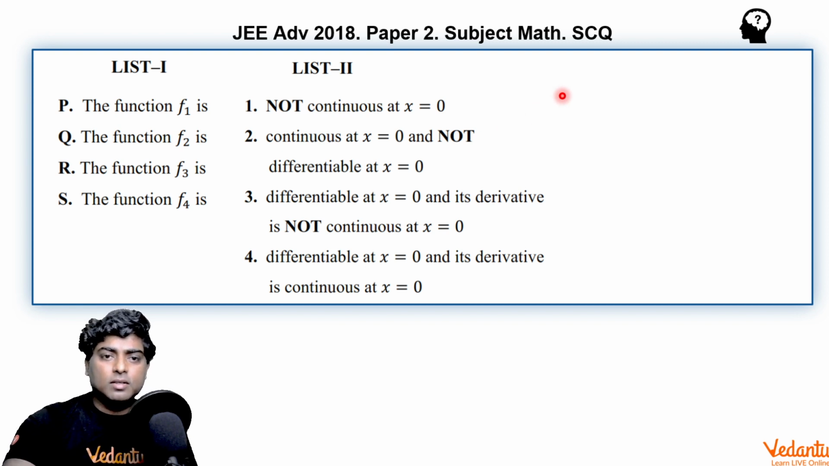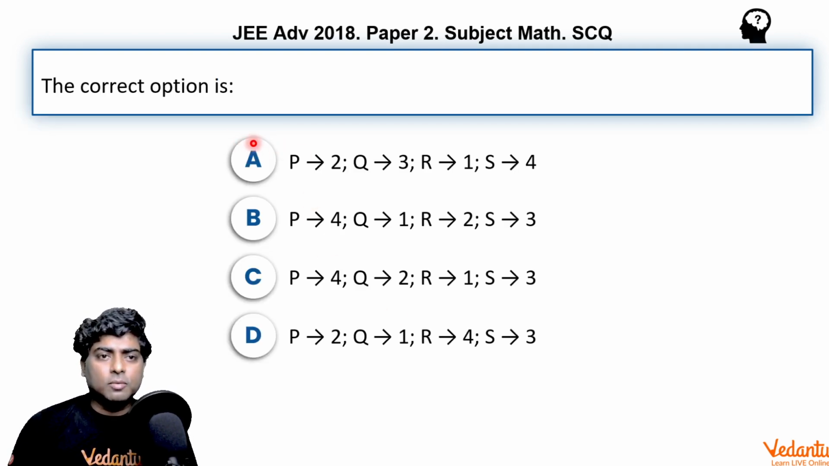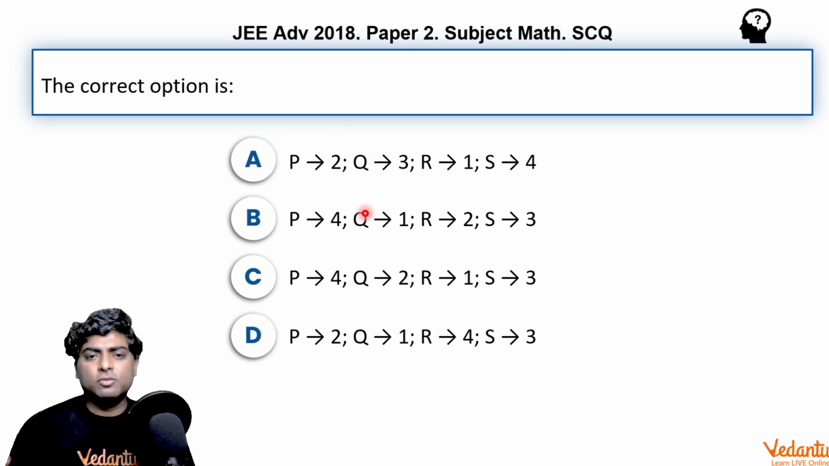One by one, if you go to the options, see the option says if you check only P, so two options will be rejected if you find the correct matching of P. And further, suppose you get P as 2, so A and D will be there to check. And for Q there are different options. Similarly, if P goes to 4, for Q we have different options. So if we find the correct matching of P and Q, we will be able to tick the correct option. There is no need to check R and S.